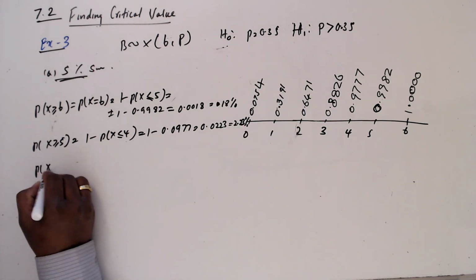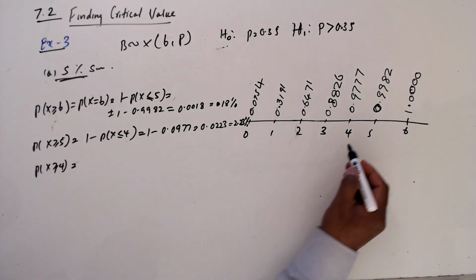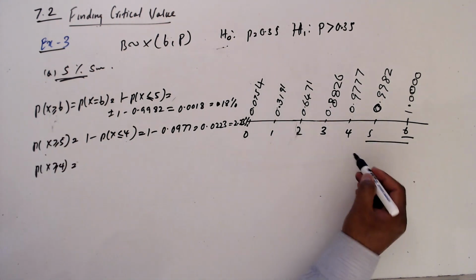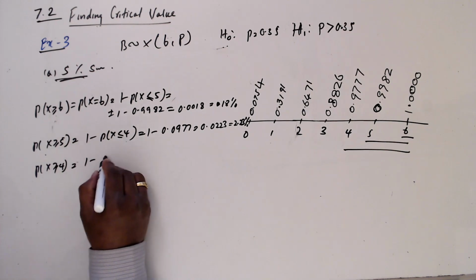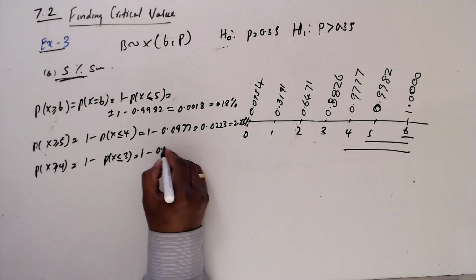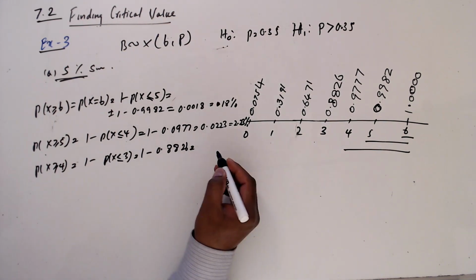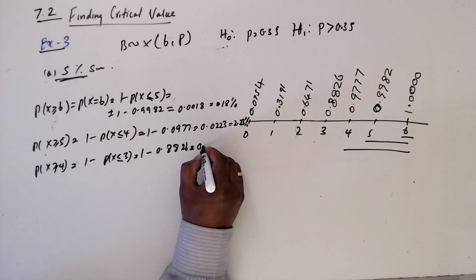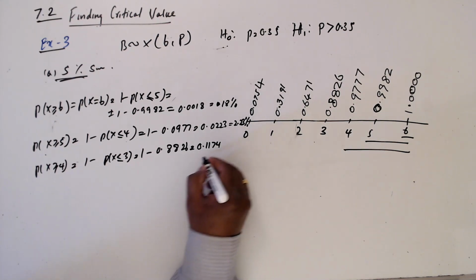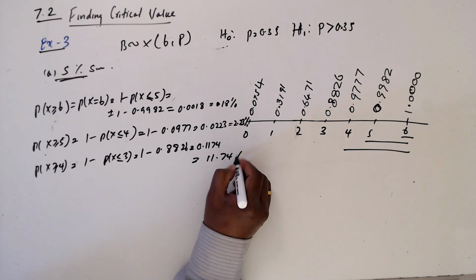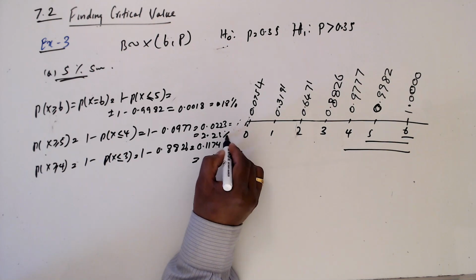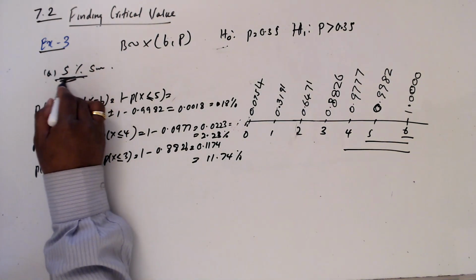And then probability of x greater than or equal to 4. We first check this one, then this one, then whole three together. 1 minus probability of x less than or equal to 3. 1 minus 0.8826, that is 0.1174. As a percentage, this is going to be 11.74. Now this is 2.23. So we need 5%.